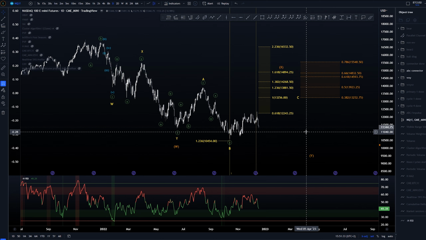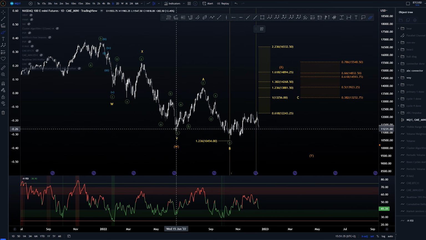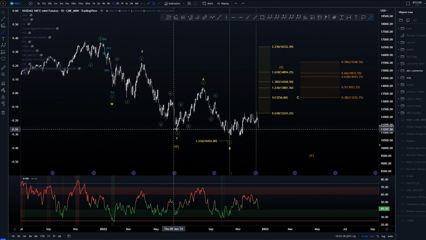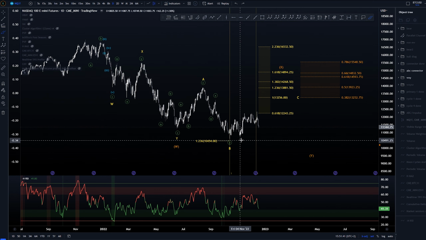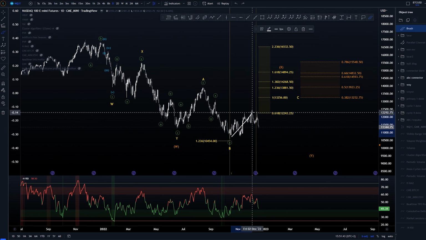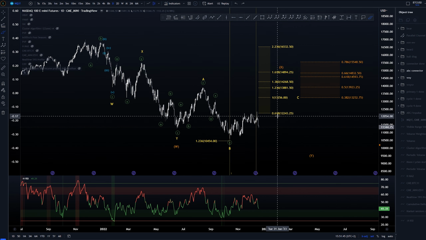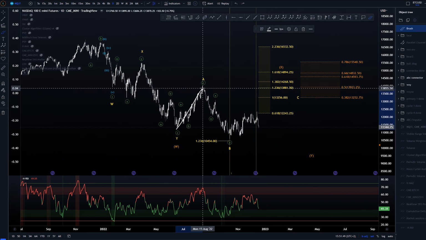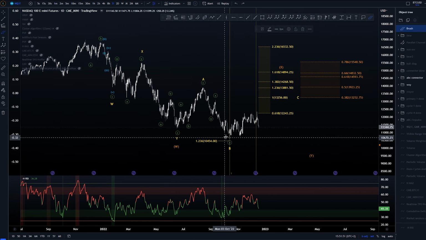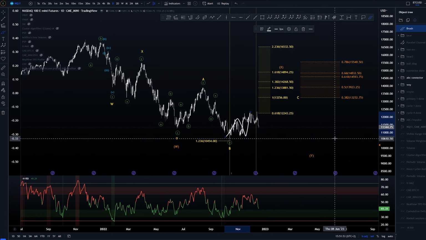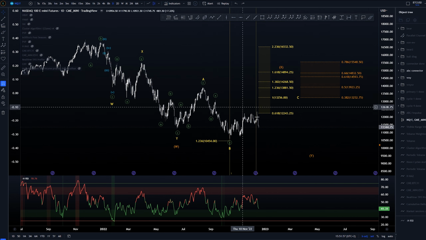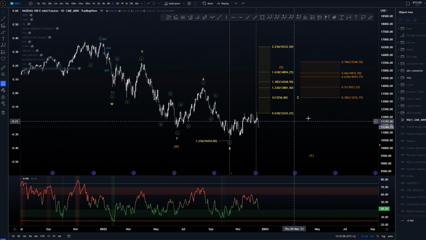If we had it as a connector starting a larger structure, we would have it as an A wave, a three-wave pullback beyond the start of wave A, then we would be looking for this as the C wave potentially. We have gone beyond the 0.618 extension, which is the minimum we want to see for any kind of three-wave structure. At the moment, however, this looks more like a three-wave structure overall. So instead of ABC, I would change this into a WXY for now.